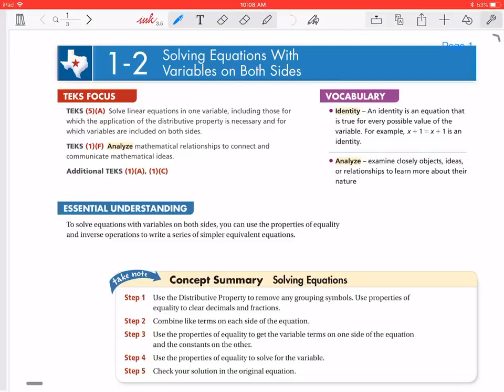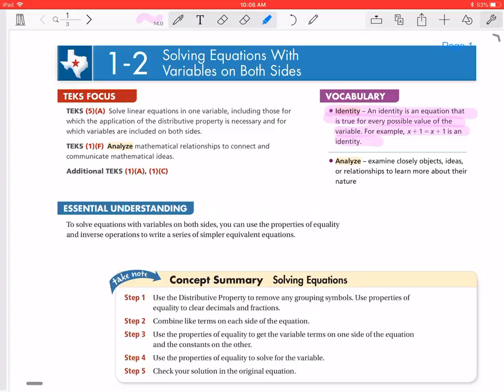We've been dealing with variables only on one side, and then we've been handling constants on both sides of the equations. Honestly, with variables on both sides, it's not so different than if we have constants on both sides. The only difference is this little key term right here, and I'm going to highlight it for you. I'm going to change my color. It's called the identity.